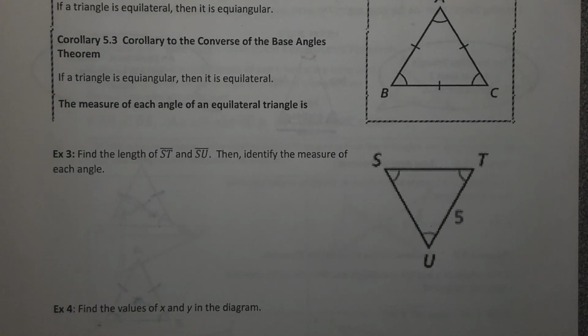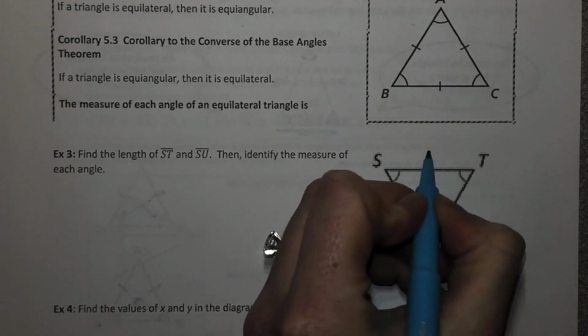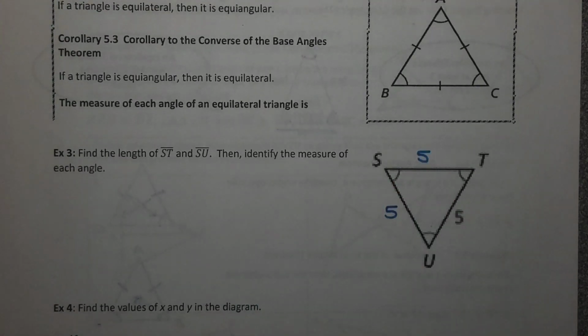In example 3, it says, find the length of ST and SU. Then identify the measure of each angle. So how do we figure out how long ST and SU are? They're all 5. Why? The angles are all the same, because they were equiangular. So that's that corollary we just talked about. So all of them are now 5.